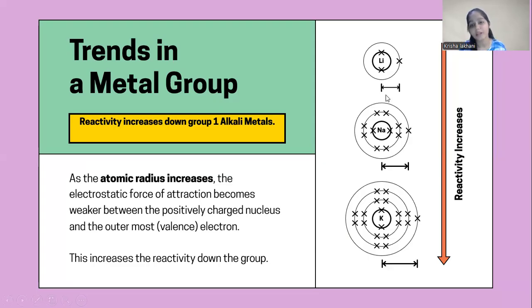What do you mean by atomic radius? The distance from the center of the nucleus till the end of the shell. Can you see this? This is increasing. As the shell increases, the atomic radius also increases, as well as the reactivity of the metals. As the atomic radius increases, the electrostatic force of attraction becomes weaker.